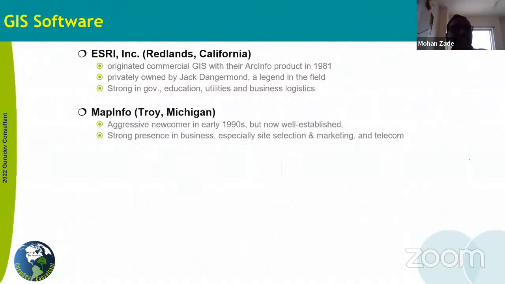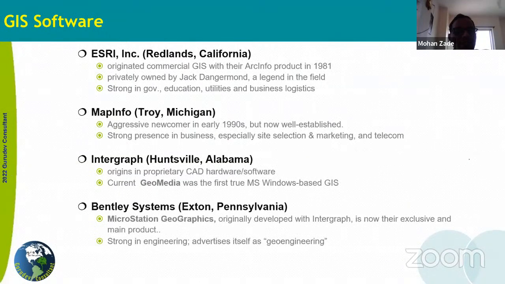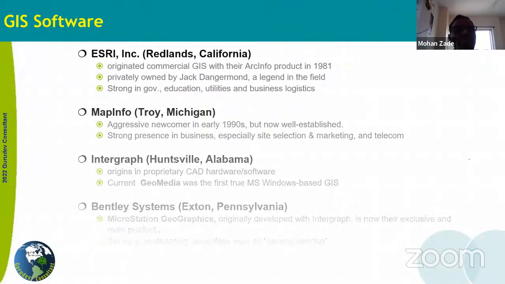There are different GIS software in the market. First is ESRI, which is the most popular. Next comes MapInfo. The third is Intergraph. Bentley Systems is also there.